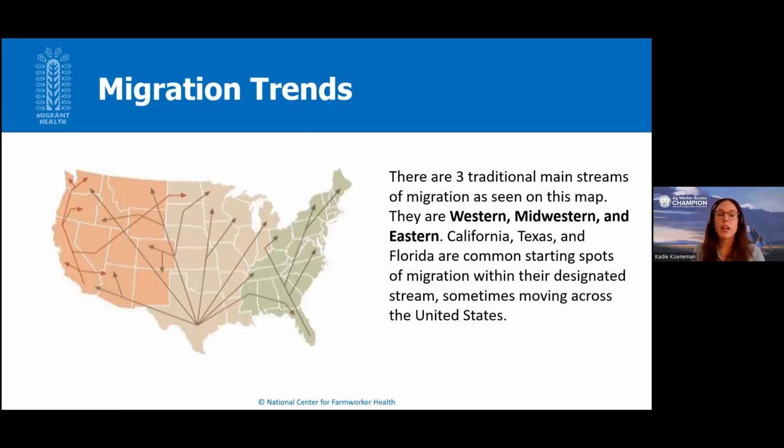The graphic on this slide shows traditional patterns of mobility among agricultural workers. There are 3 traditional main streams of migration, as you can see on this map. They are the Western, Midwestern, and Eastern. California, Texas, and Florida are very common starting spots of migration within their designated streams, sometimes moving across the United States in many different directions.